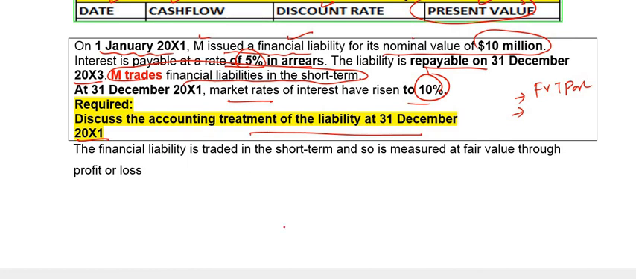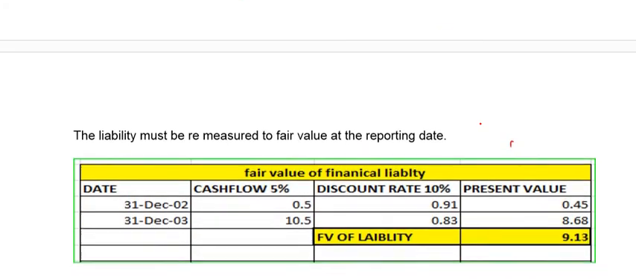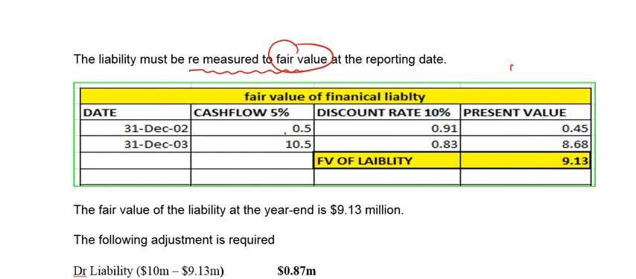Now how will you treat this and how will you discuss it? The financial liability is traded in the short term. So as the financial liability is traded, we will measure it at fair value through profit or loss, meaning subsequently we measure at fair value through profit or loss. The second thing, the financial liability must be remeasured to fair value at the reporting date. Fair value through profit or loss means that the financial liability will be remeasured at the balance sheet date, and any change you will record.